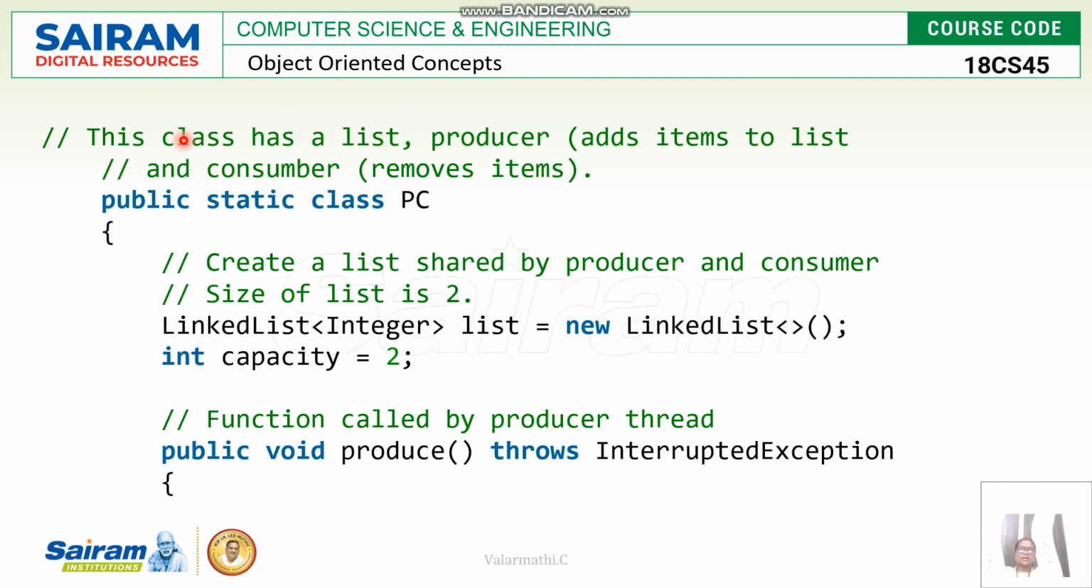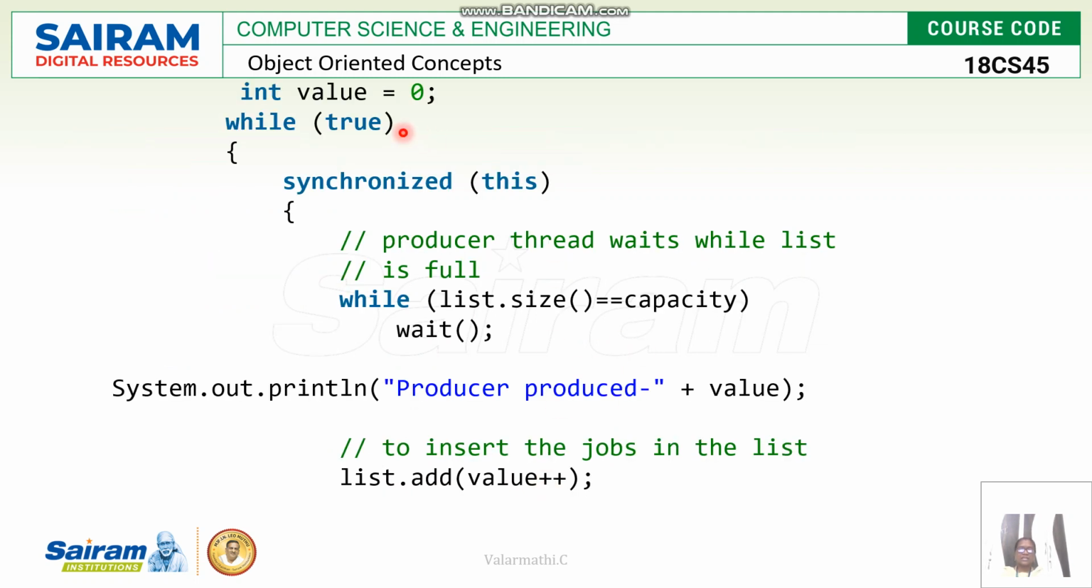Likewise, we can now implement the concept of PC. PC is nothing but producer and consumer, P for producer and C for consumer. It has two methods. The produce method is done by adding the values, the items, in the linked list, so they keep on being added.